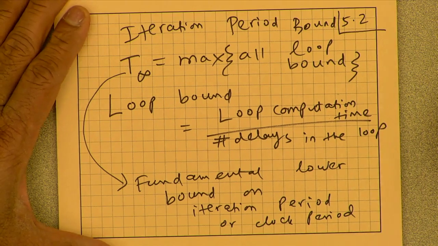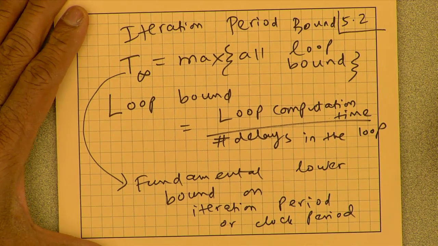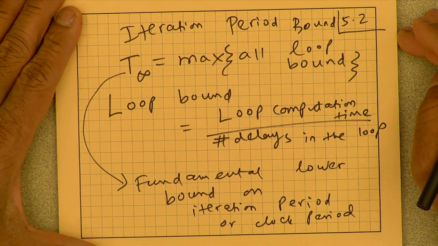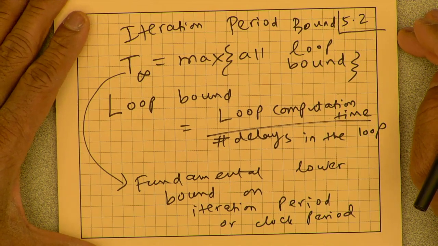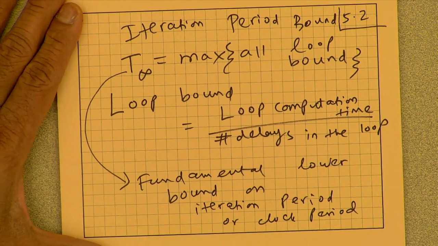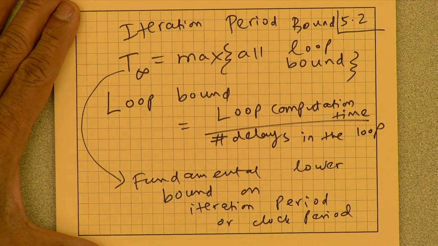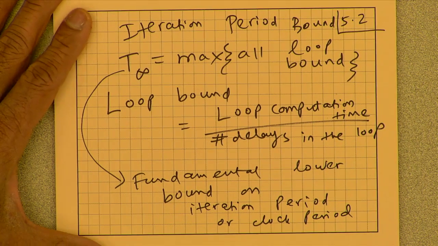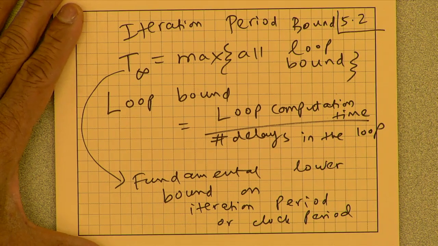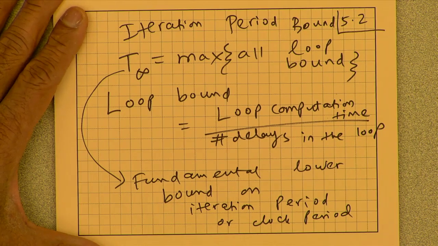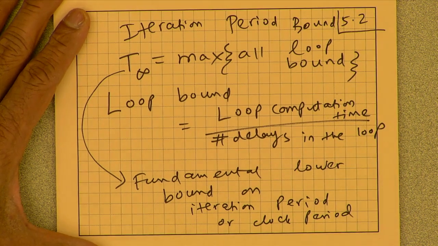Sometimes it's useful for us to know what that fundamental bound is, because for a given technology and given library of circuits, that's a fundamental bound. So you cannot really achieve an iteration period less than that bound, no matter how you try to pipeline, parallelize, whatever you try to do. So before you start designing, it's useful to know what that bound is.